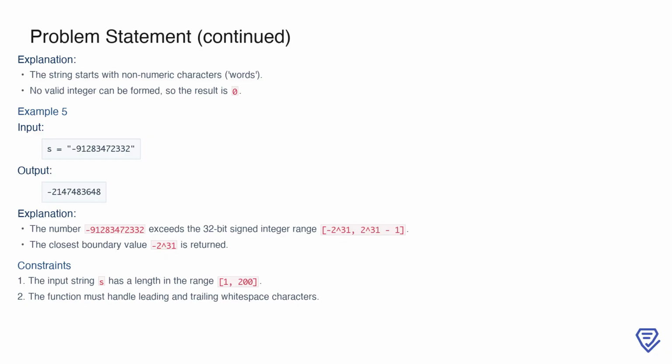For instance, if the input string starts with non-numeric characters, as in "words and 987", the function recognizes that no valid integer can be formed and simply returns 0. Similarly, for "-91283472332", the function ensures that numbers exceeding the 32-bit range are clamped correctly to the nearest boundary value, in this case, -2147483648. These examples underscore the importance of adhering to the defined rules for handling various types of input, including strings with leading whitespace, optional signs, and numerical digits.